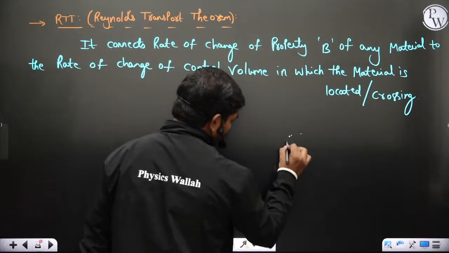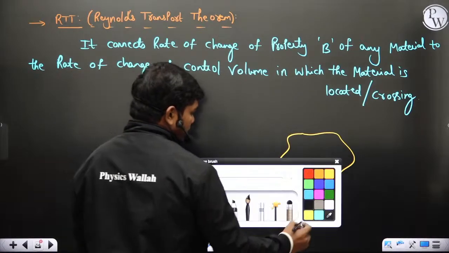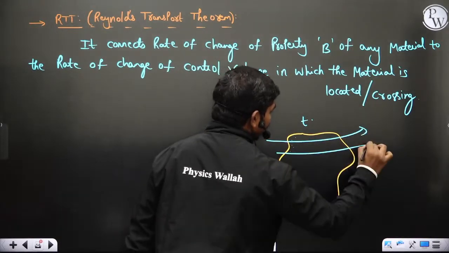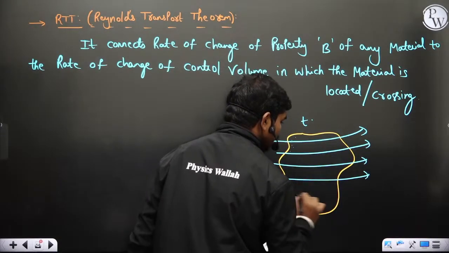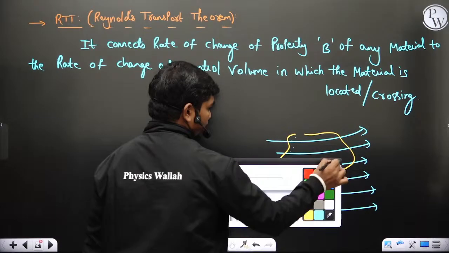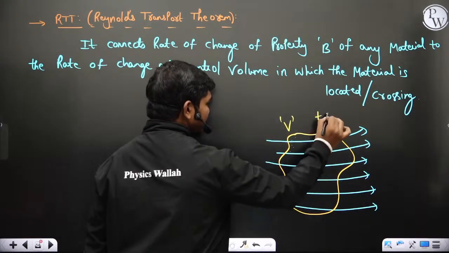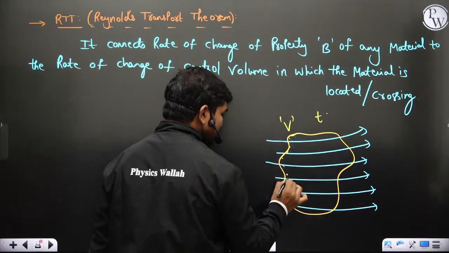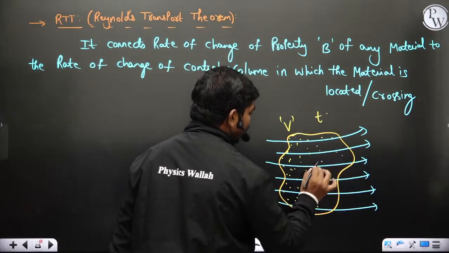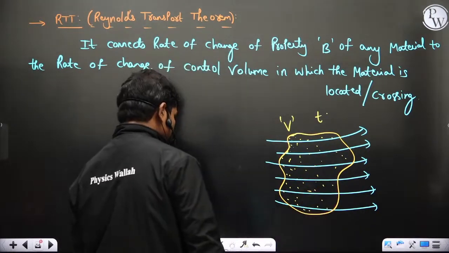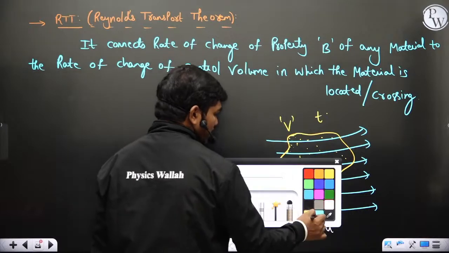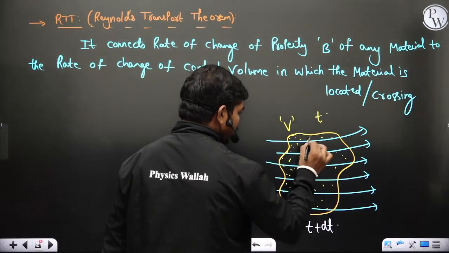Let us suppose you have a control volume at a particular time t. I'll just try to give you an example. This is a control volume V. At time t, let us suppose these are the particles which are present inside. Now at time t plus dt, what happens? These particles which are here will get displaced here.